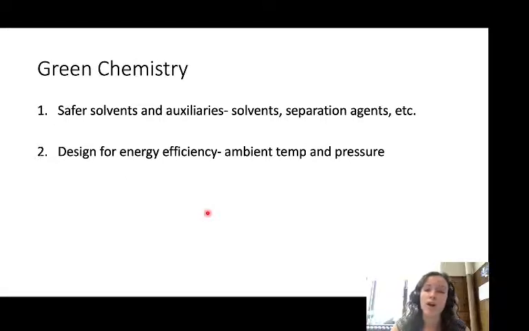Finally, folks, our next two green chemistry principles. The first, safer solvents and auxiliaries. So for example, let's make the solvents we use safe. Let's make anything we use for separation safe. Let's make our catalyst safe, right?